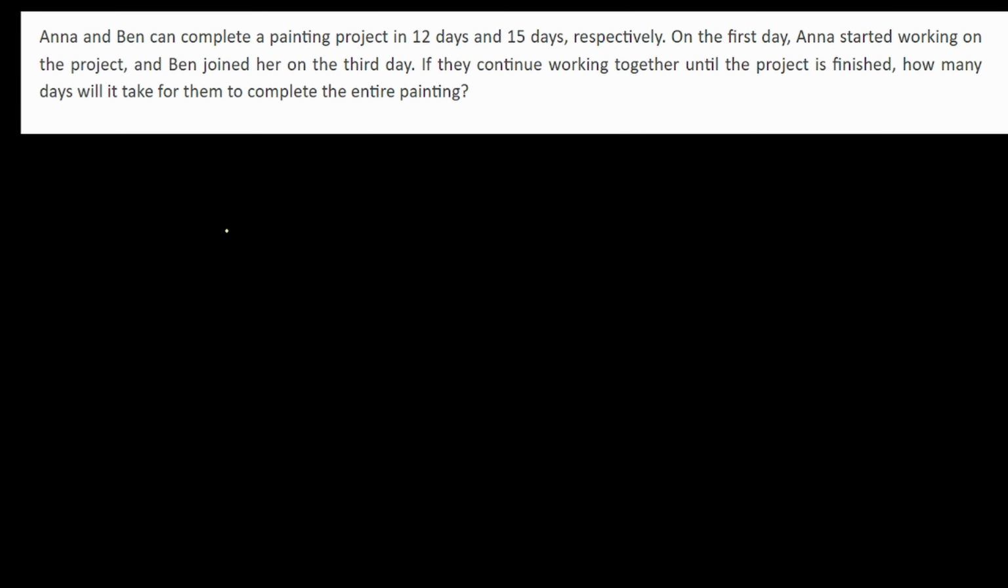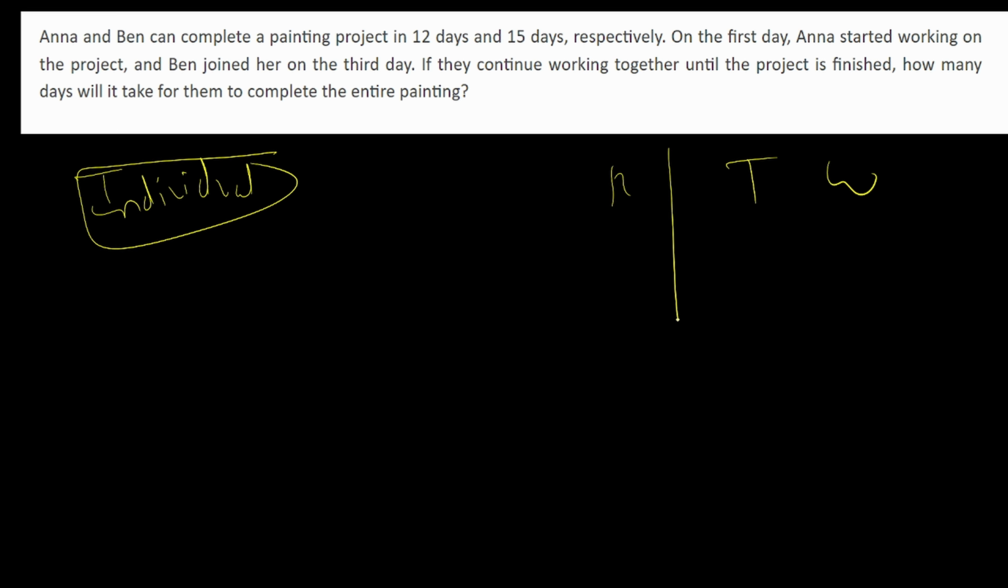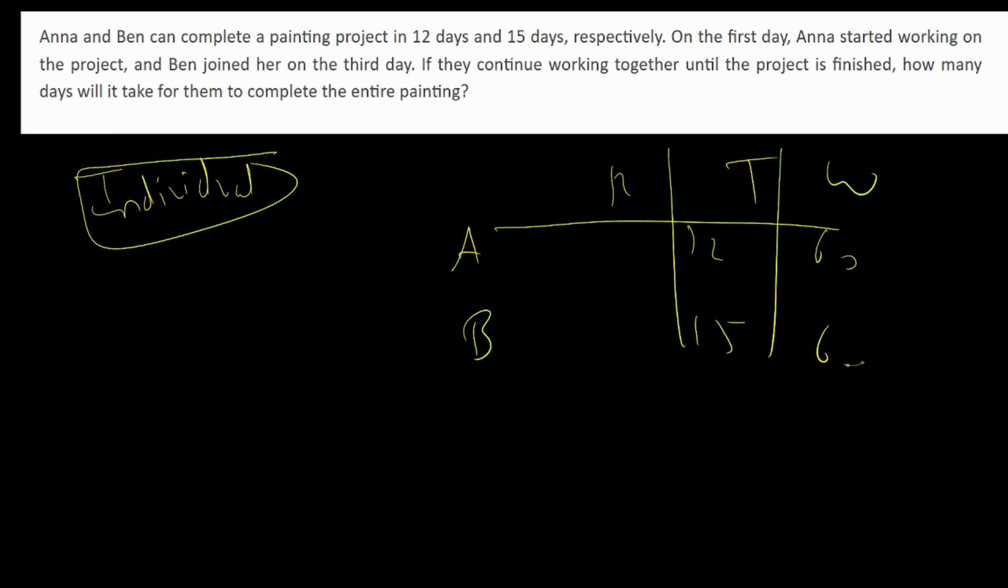Now you have one more question, which is the same individual approach. Use this approach, R T W. Anna and Ben are there. Anna can complete the project in 12 days. Ben can complete the project in 15 days. On the first day, Anna started working on the project, and Ben joined her on the third day. First, let's find the rate. For work, the LCM of 15 and 12 I can take as 60. 60 by 12 is 5, 60 by 15 is 4.